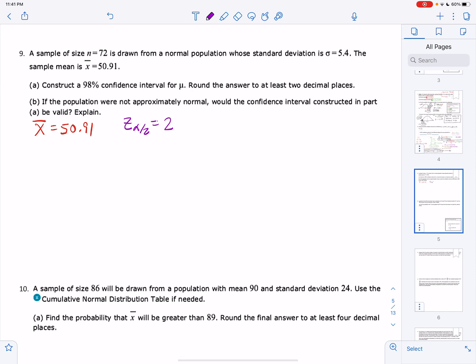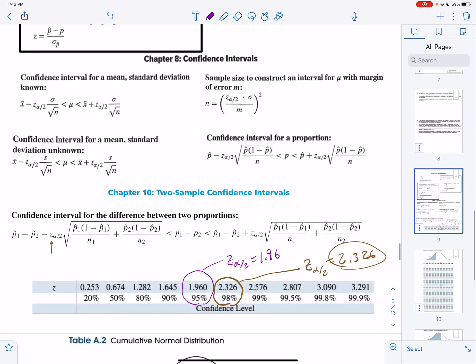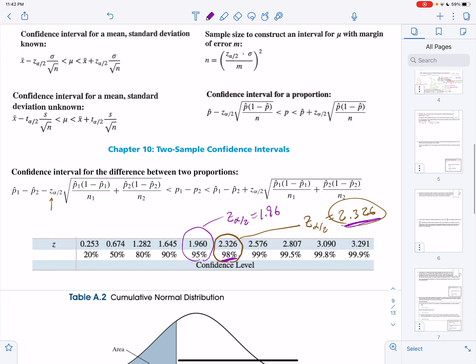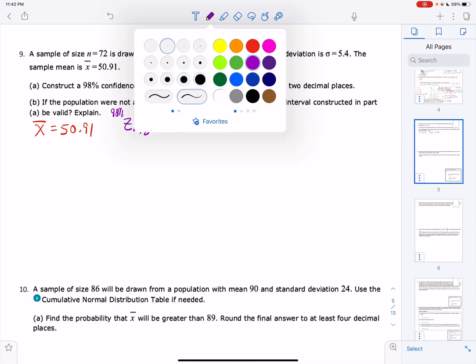If you look it up on the z table, it's 2.326. That's for a confidence level of 98%, let me put a little note. Remember how we looked that up? Look up 98%. There it is. There's our critical value for 98%, 2.326. Okay, so we've got that.